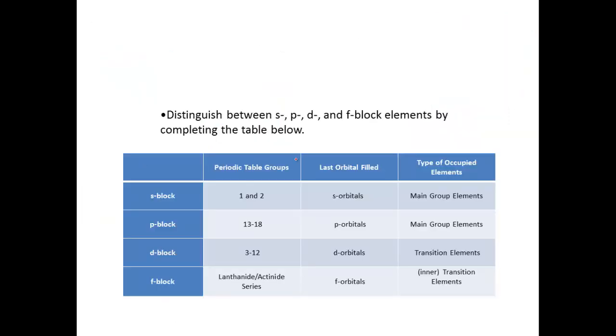Last information, discussing the s, p, d, and f blocks by the element and where they're located. S, period 1 and 2, part of our main group, the s orbitals. P block is groups 13 through 18, our main group. Groups 3 through 12 are our transition elements, known as our d block. And the lanthanide and actinide, the two blocks at the bottom of the periodic table, our f orbitals, can be known as the inner transition elements. We'll be discussing these in class and showing our shortcuts coming up.